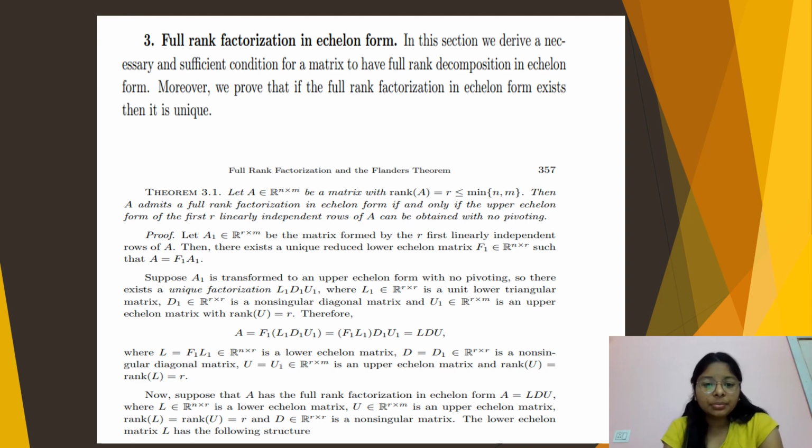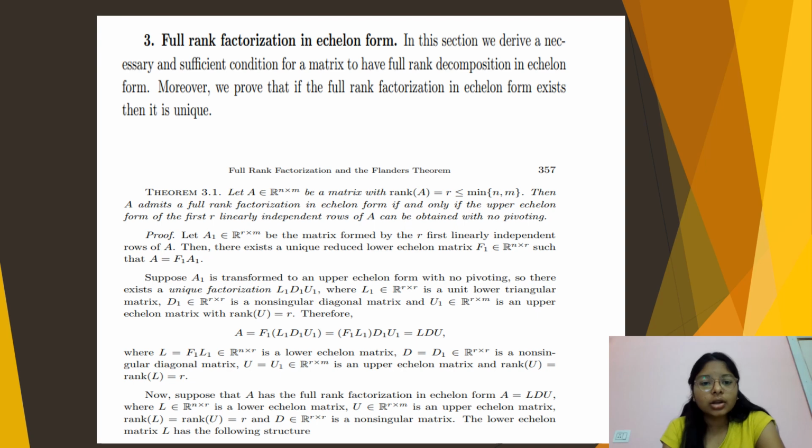We have theorems and the proofs. So let's discuss one theorem. Let A belongs to R n cross m be a matrix with rank of A equal to r less than or equal to minimum of n and m. Then A admits a full rank factorization in echelon form if and only if the upper echelon form of the first r linearly independent rows of A can be obtained with no pivoting. So we see the proof also.